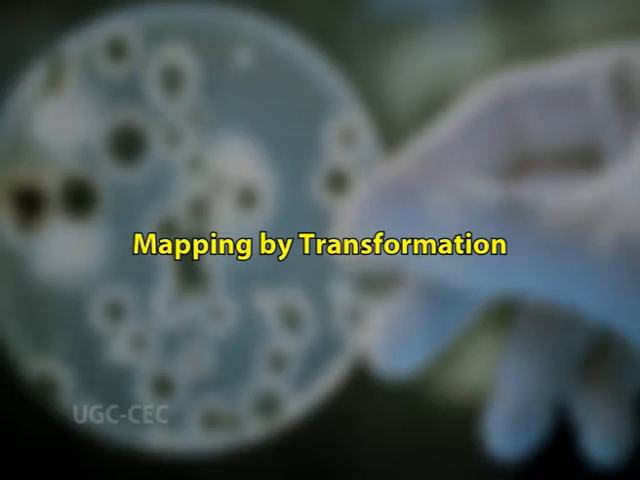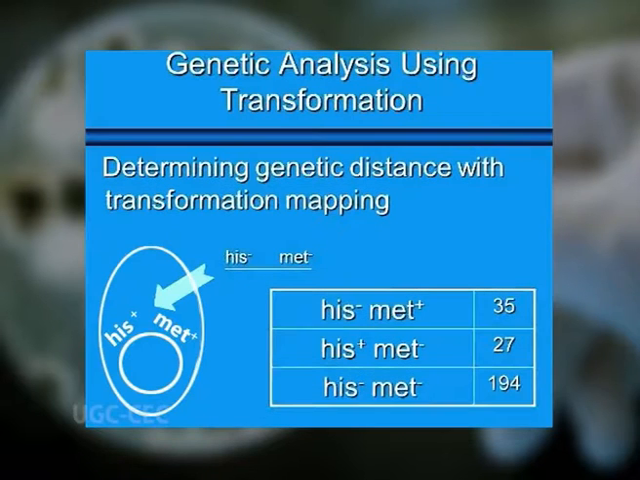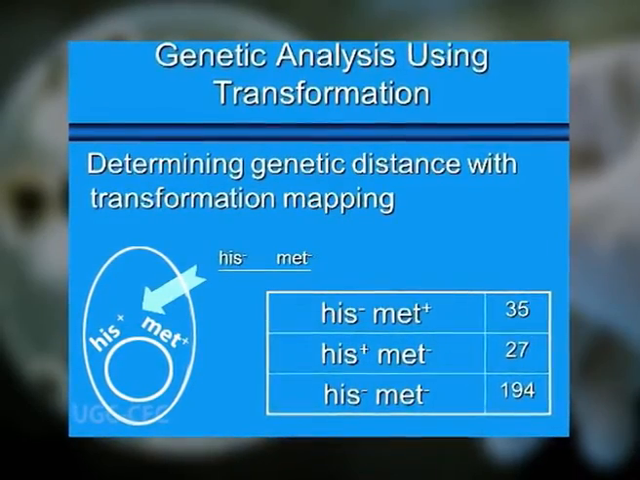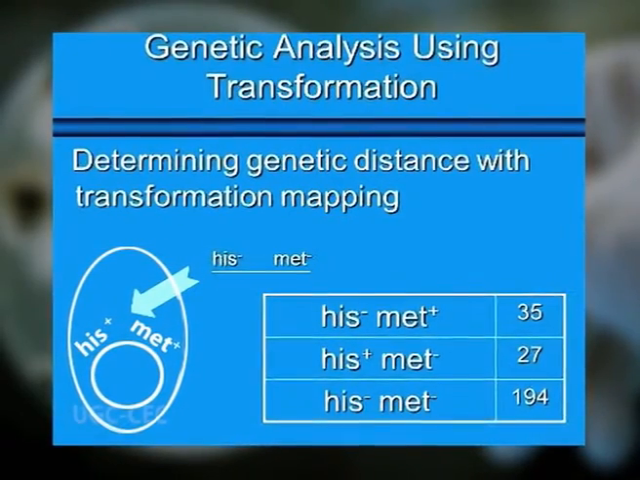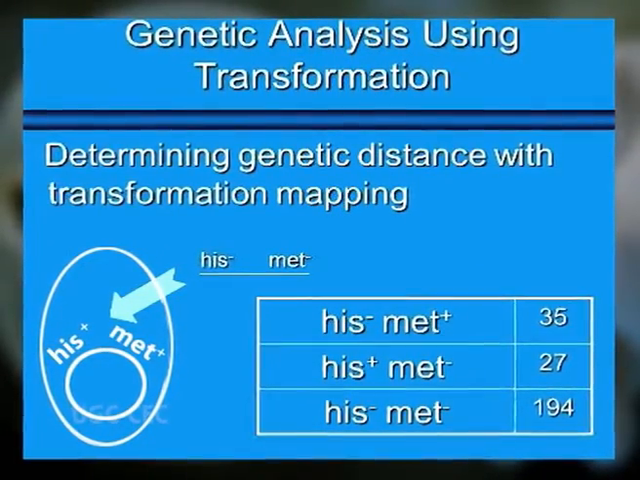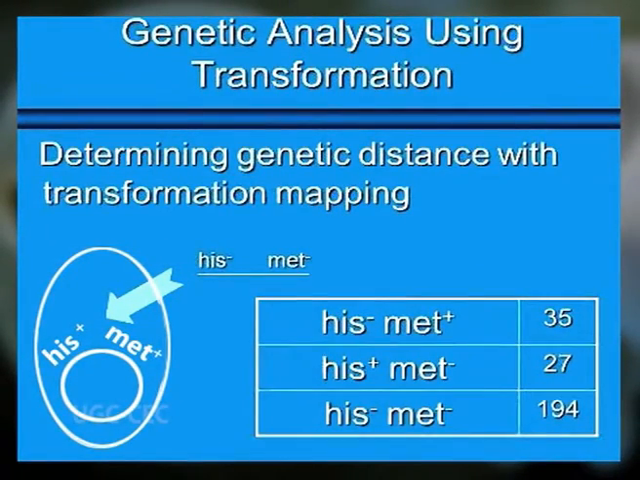Dear students, there is an important event known as mapping by transformation. Transformation is used for mapping. Mapping by transformation experiments is based on the principle that two genes transform together if they are near enough to be carried on the same DNA fragment.